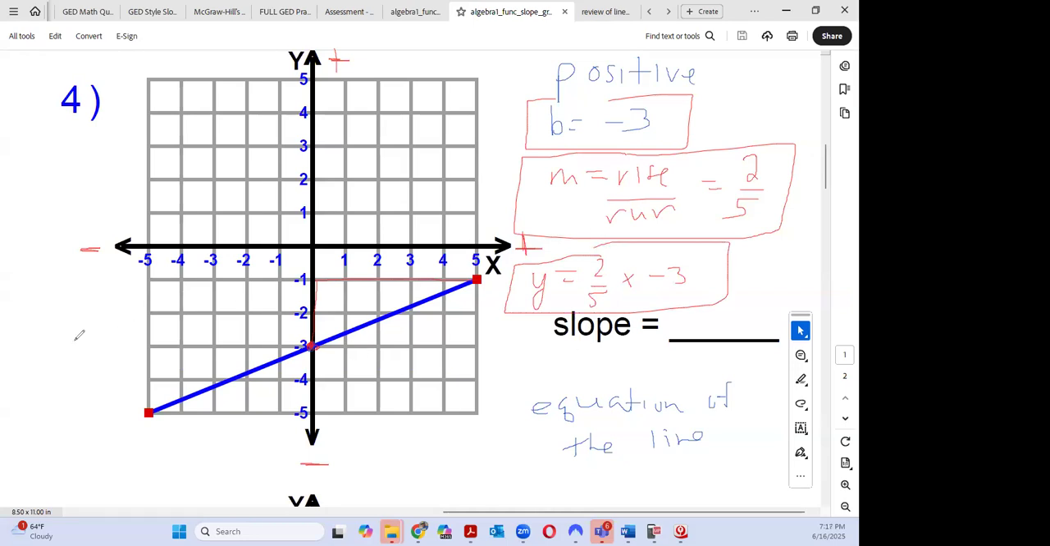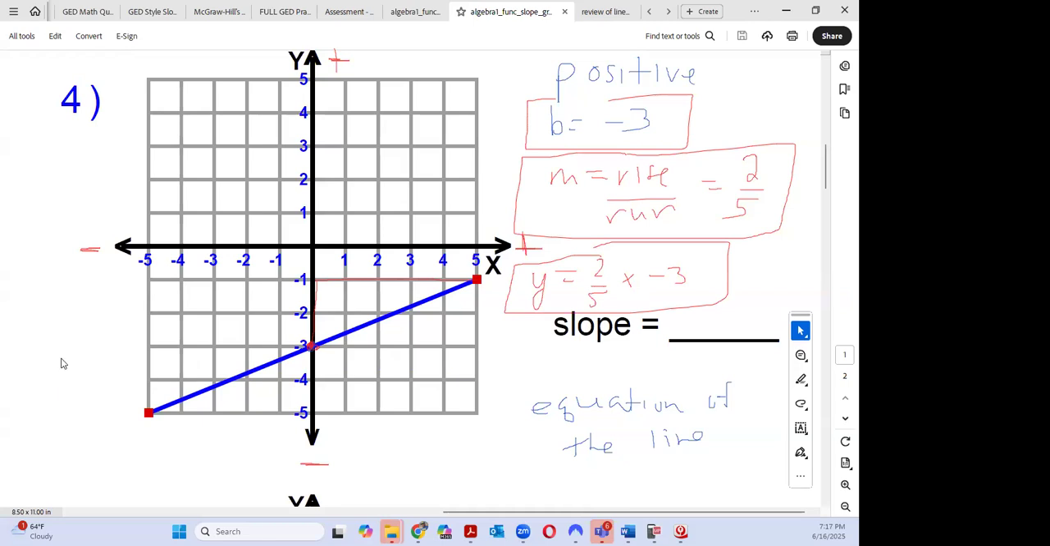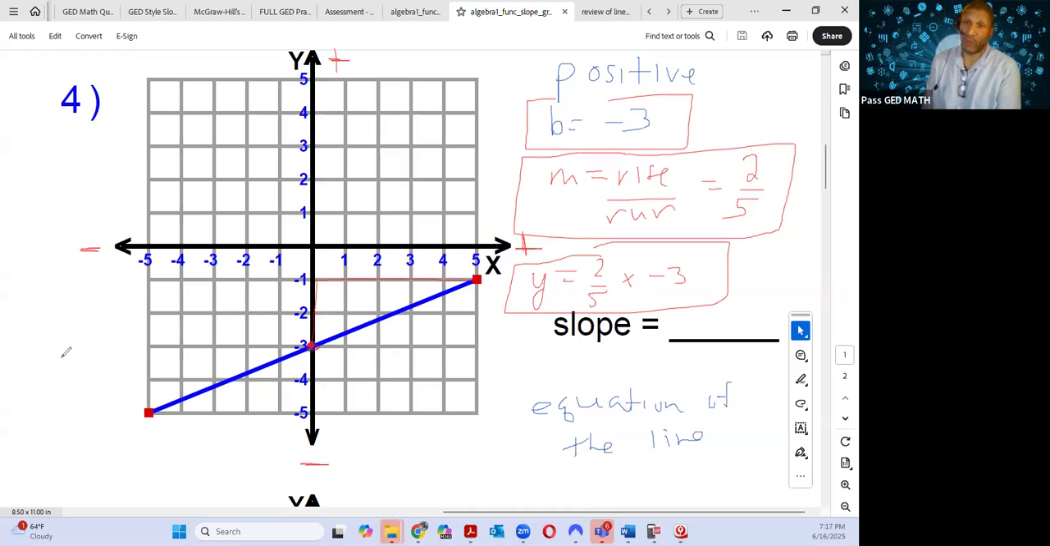That's the slope. No, that's not the slope. That's the equation of the line. The whole line. The slope was what? The slope is 2 over 5. Remember, m is your slope, b is your y-intercept. That's why you keep writing it and saying it. m is my slope, rise over run. 2 over 5. My slope is 2/5. My equation of the line is y equals 2/5 x minus 3.